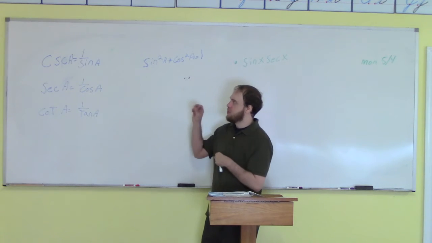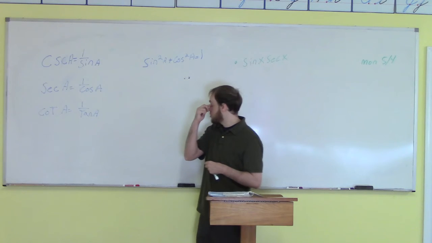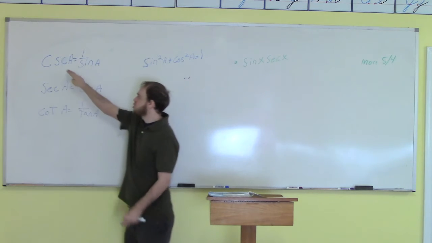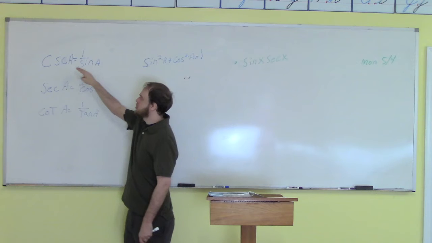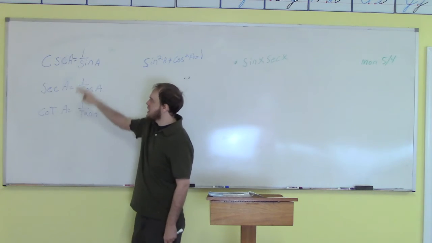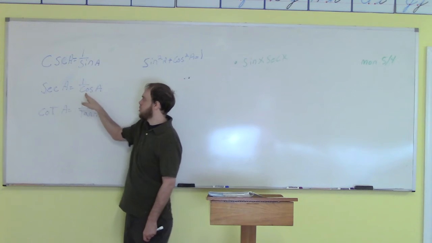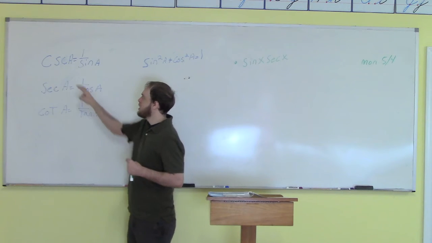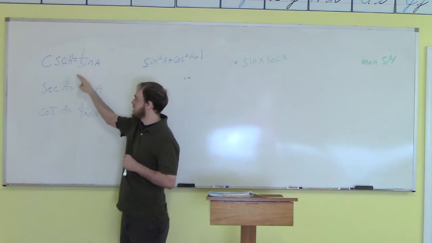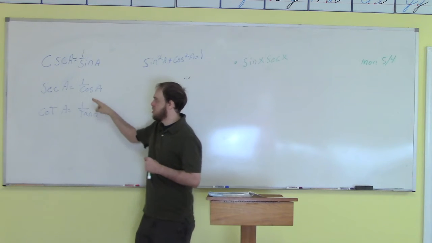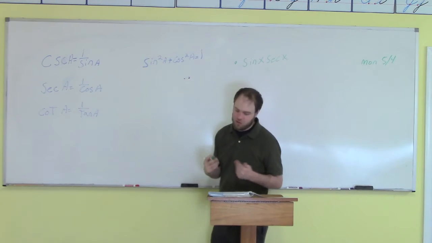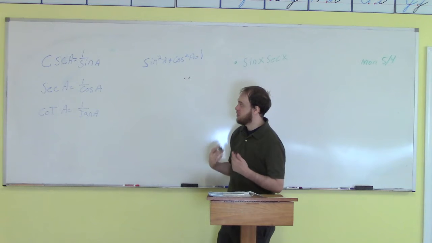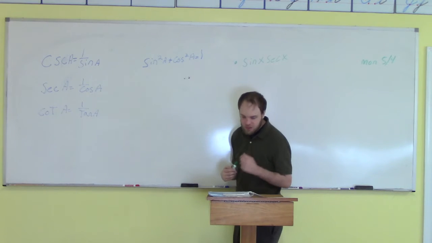The big thing to remember so you don't get confused, because some people do, is that cosecant goes with sine, and secant goes with cosine. Some people try to put the cos together, but that's wrong. Cosecant goes with sine, and secant goes with cosine. You just have to have those down, but they're just the reciprocals of sine, cosine, and tangent.